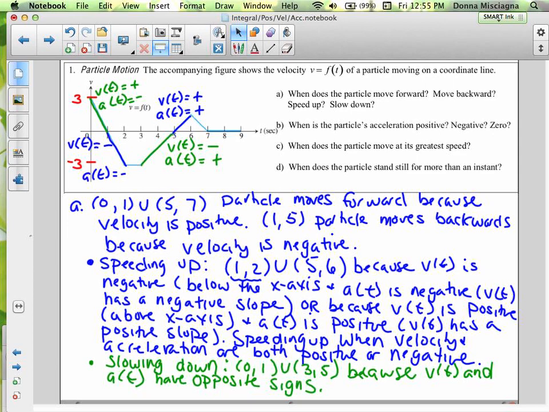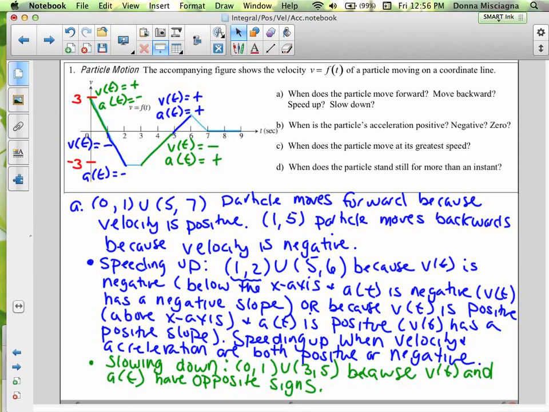Okay, so remember, when those signs on acceleration and velocity are the same, you're speeding up. When they differ, you're slowing down. Right? Because you can speed up in a negative direction, you can speed up in a positive direction, or you can slow down. And then of course it's constant from 2 to 4.